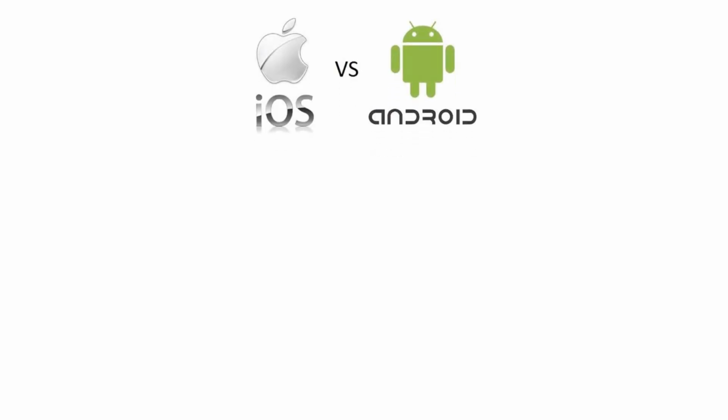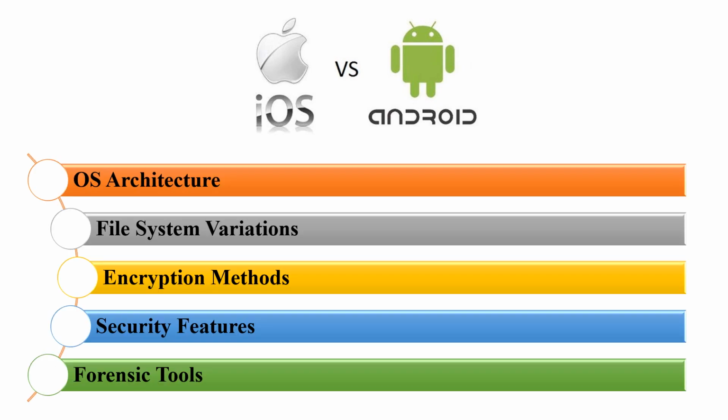So the last point is iOS versus Android forensics. Now we'll explore the key differences associated with extracting and analyzing the data from these two mobile operating systems. The first point is OS architecture. Understanding the operating system architecture is important for forensic analysis. As we have seen, iOS is a closed ecosystem with a very controlled architecture, while Android is open source.